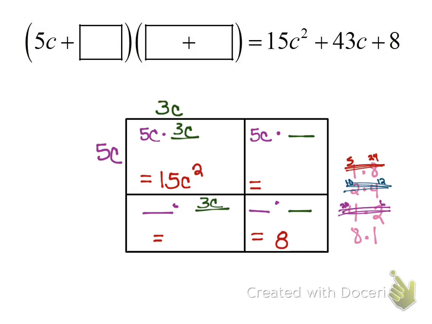8 and 1. What's 5 times 8? 40. And then what's 1 times 3? 3. 40 plus 3, does that get me to 43? So, we have to use them in the order that we have them written. So the first one I plug in is 8, and then the second number I plug in is 1.